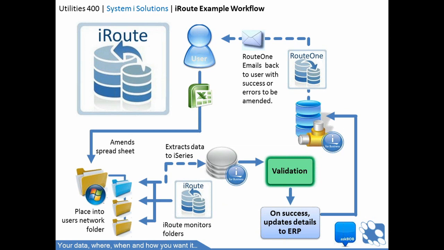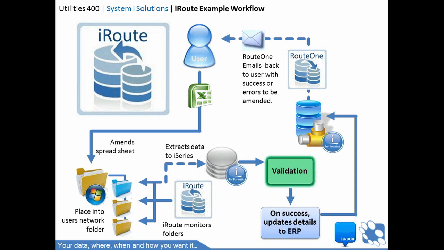An example of this is perhaps the example that Steve showed earlier. If you have a user out in the field, perhaps he's a sales guy or a service engineer, he completes all his stuff on a spreadsheet and emails that in or places it onto his own part of a network folder on the network directory. Now, our product iRoot is automatically monitoring these folders, and it picks up the spreadsheet, or picks up and extracts the file attachment from the email and extracts it to the IBM i. It'll run the validation procedures, and on success, it'll update the database.